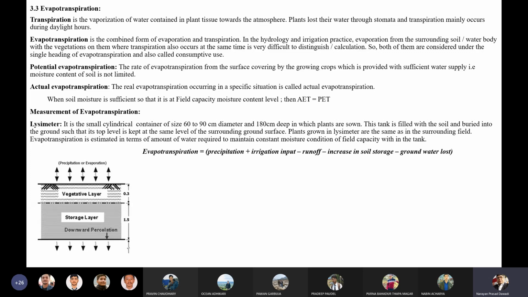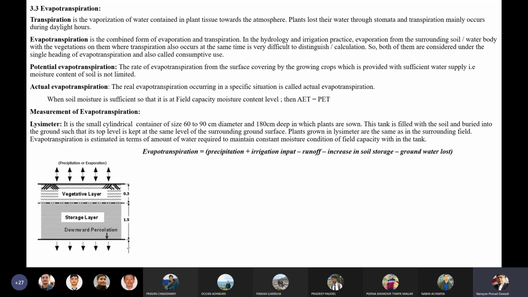That is called transpiration. But evapotranspiration is the combined form of evaporation and transpiration, because the evaporation and the transpiration occur from the plant body, the plant leaf, whereas the plant stands on the surrounding soil or water surface. So the evaporation from the plant body as well as from the ground surface or the water surface is considered as a combined form, evapotranspiration. It's a combined form of evaporation and transpiration.